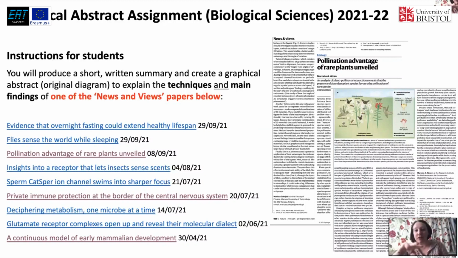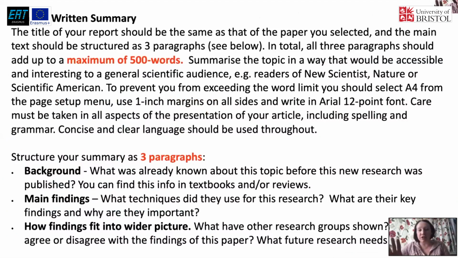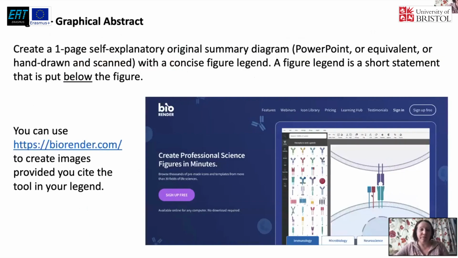And these are news and views articles, so they're quite simple papers that are about 2 pages long. And the students were given lots of instructions. You don't need to read all of this, but essentially they have to do a 3-page report. The first page is a written summary, so summarizing the research in 500 words in 3 paragraphs. And there's some instructions there to direct what we're expecting of them.